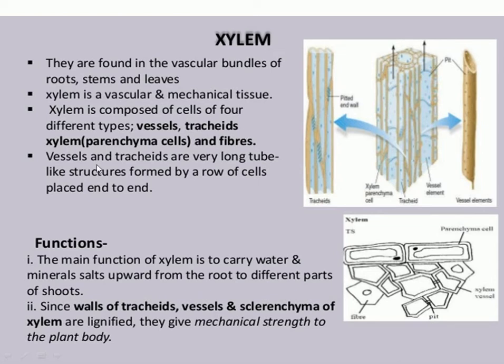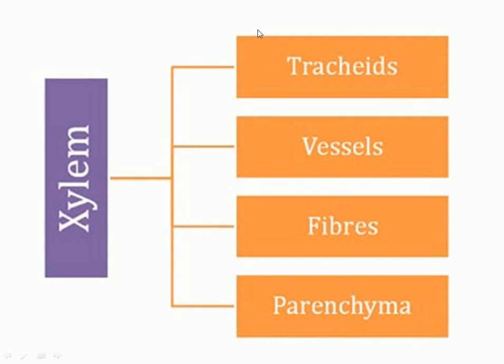Now the vessels and tracheids both play an important role in the conduction of water and mineral solutes. If we talk about the structure of vessels and tracheids, they are rows of cells placed end to end to form a tube-like connection. Through this, water and mineral solutes are transported from one area to another area. Now here is the diagram of xylem. Xylem is formed from four components. First is the tracheid, second is the vessel, third is the fiber and fourth is the xylem parenchyma.